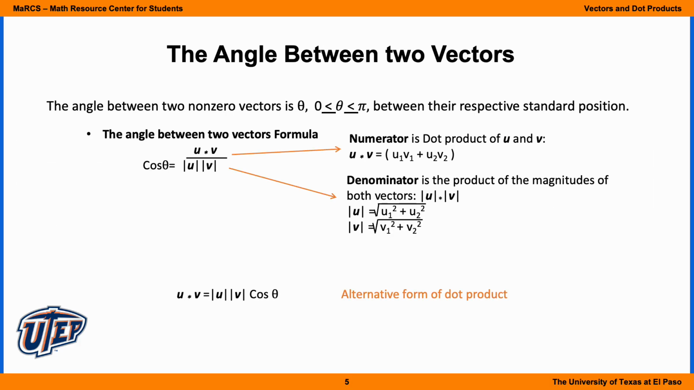So the angle between any two non-zero vectors is theta, where theta is greater than or equal to 0 and less than or equal to pi. So we can find that angle theta by the following formula.